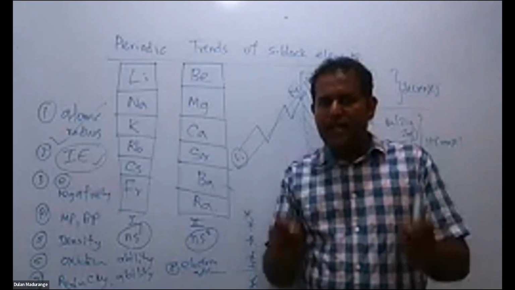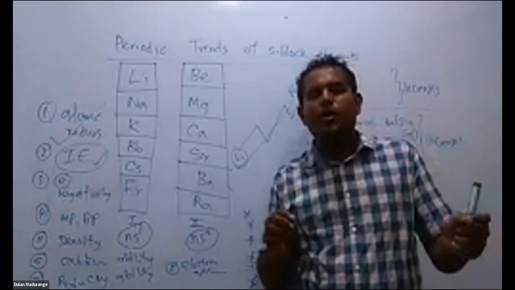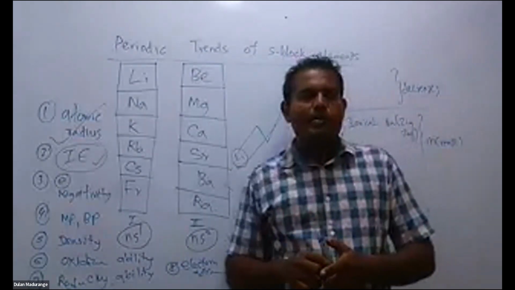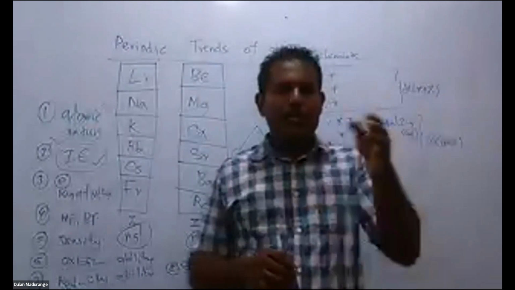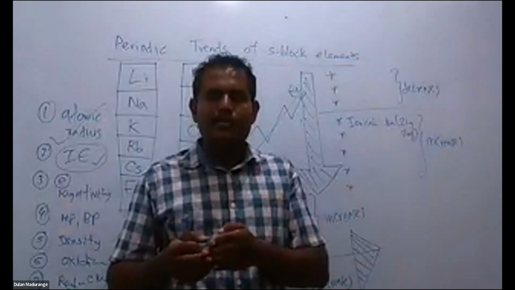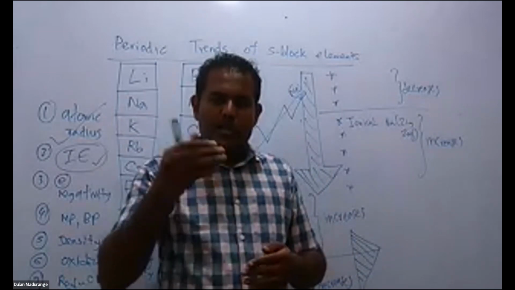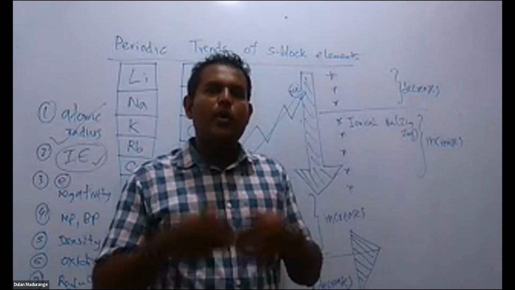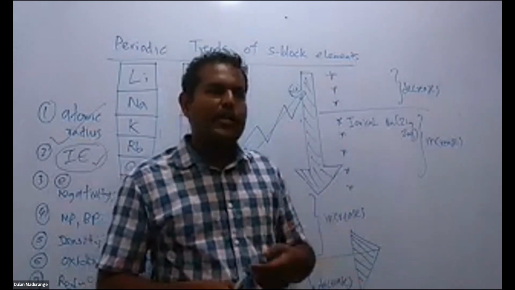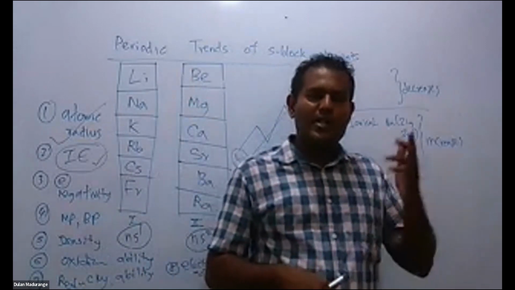Because the attraction between the nucleus and valence shell electrons gets decreased. So the attraction between the valence shell electrons and nucleus will get decreased when you move downwards in a group. Why? Because when you are moving downwards in a group, you get more energy levels. Okay? 2 energy levels, 3 energy levels, 4 energy levels, 6 energy levels.